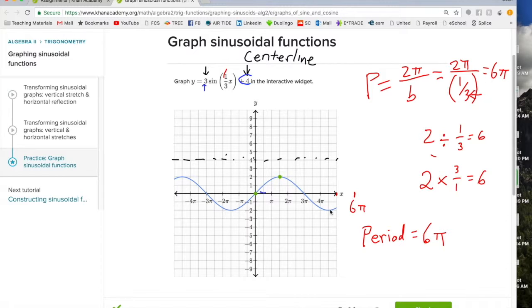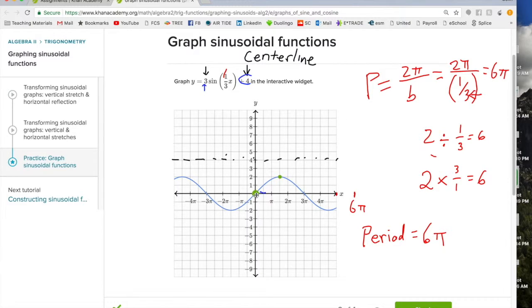Now, we can't quite see it because it's off the screen. And sometimes it's going to be way off the screen in these examples. So what we should do instead is look at, what do these two dots have to do with anything? Well, it's going from the beginning to the top point, which is 1/4 of the total period.